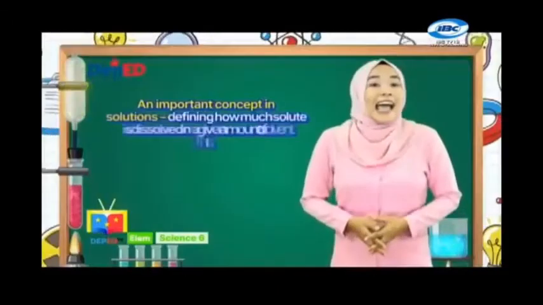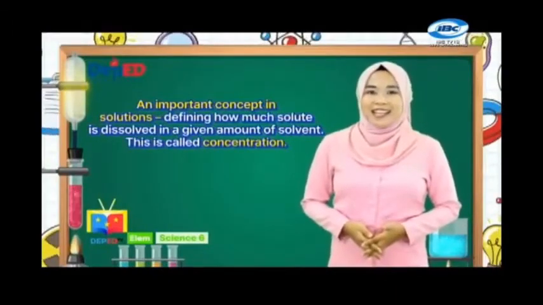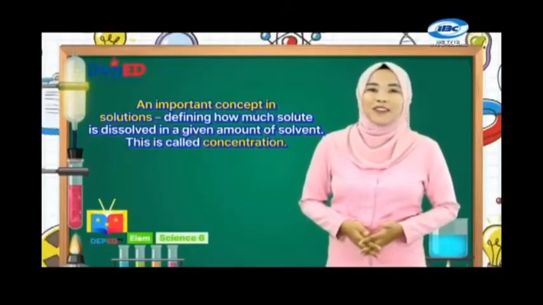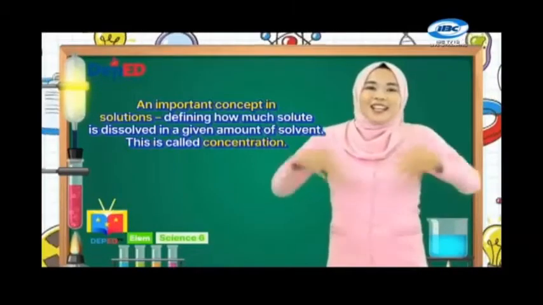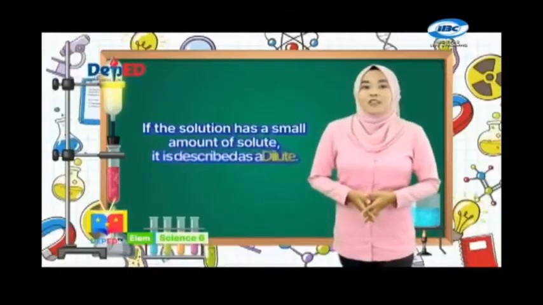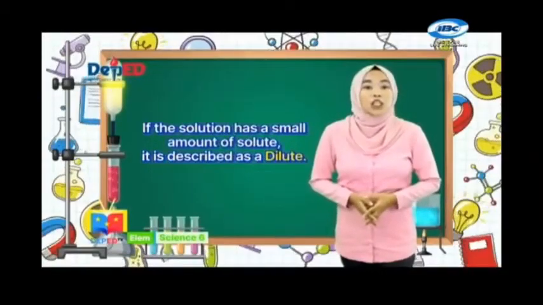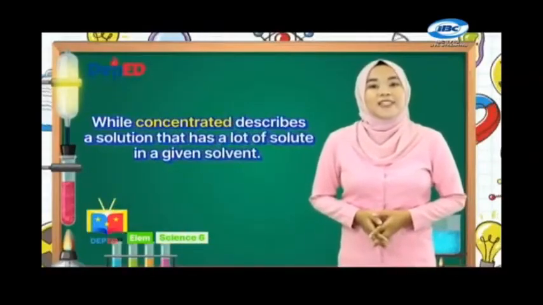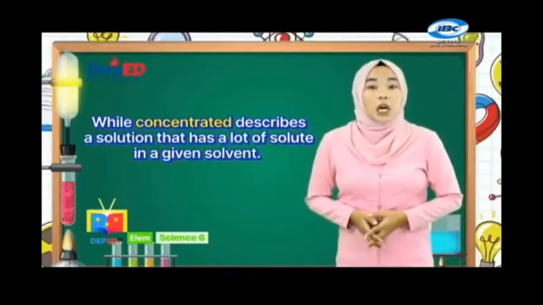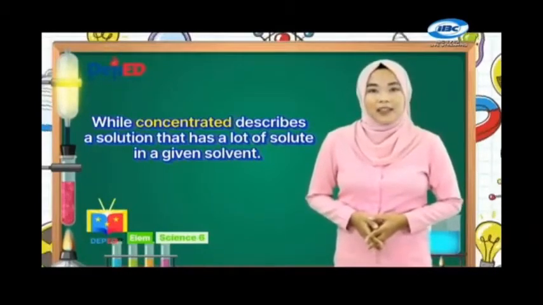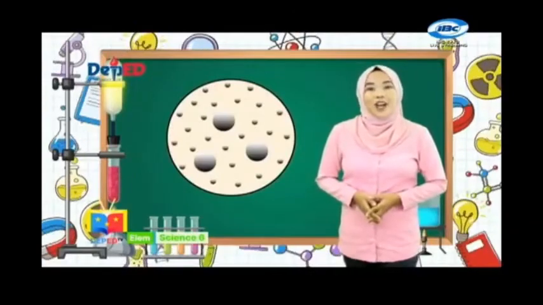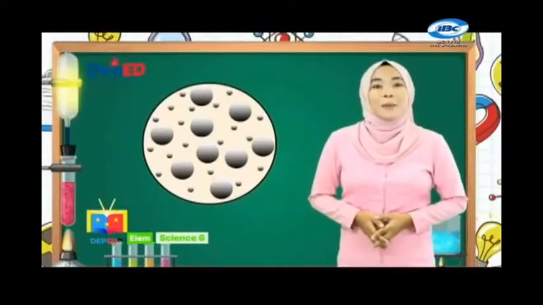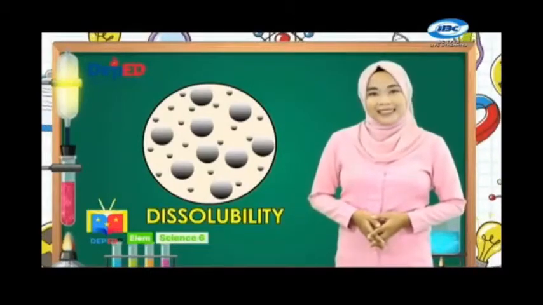be colored. An important concept in solutions is defining how much solute is dissolved in a given amount of solvent. This is called concentration. If the solution has small amount of solute, it is described as dilute, while concentrated describes a solution that has a lot of solute in a given solvent. There is a certain maximum amount of solute that can be dissolved in a given solvent. This maximum amount is called the solubility.